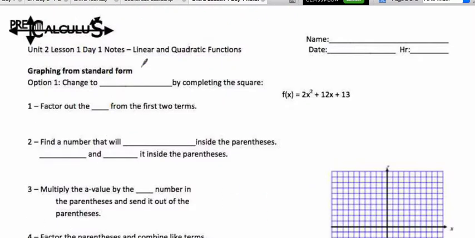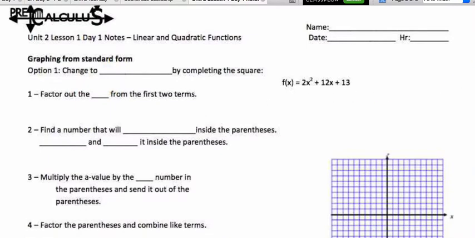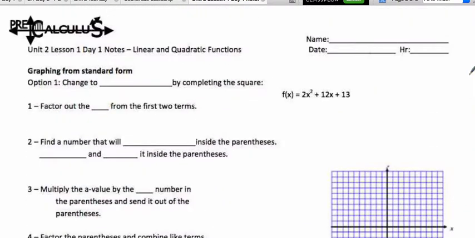Okay, so what if we want to graph it from standard form? When you graph from standard form, you have a couple of options here, option 1 and option 2. Change to vertex form by completing the square, which I know you guys just love. How do you graph from standard form? You don't. You have to change it into vertex form. So let's change it into vertex form by completing the square.